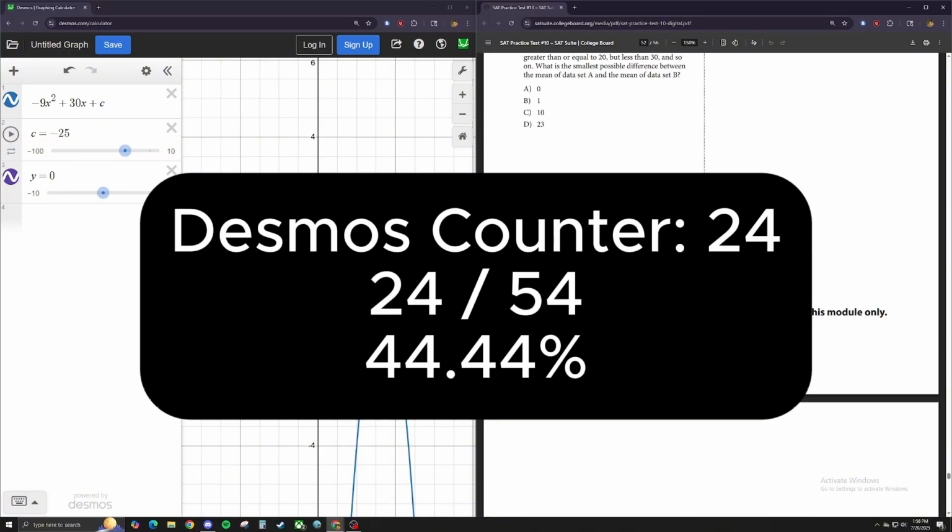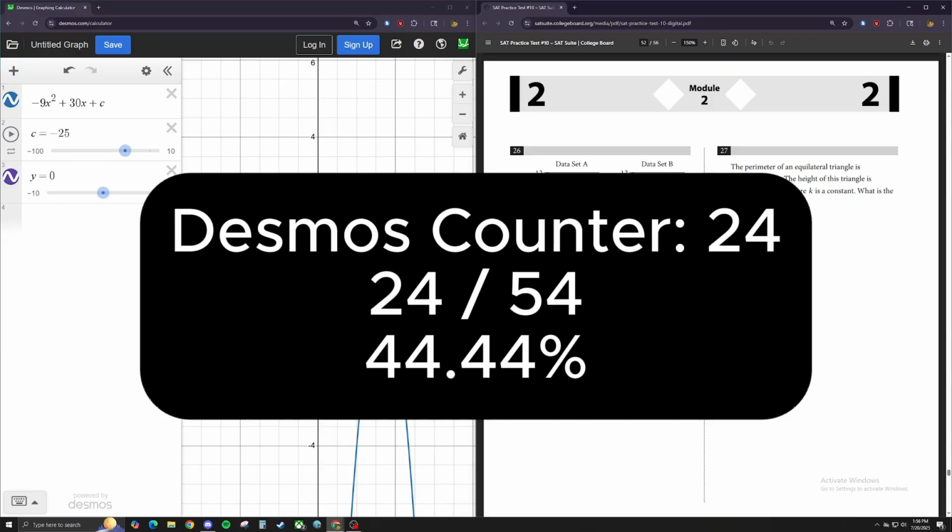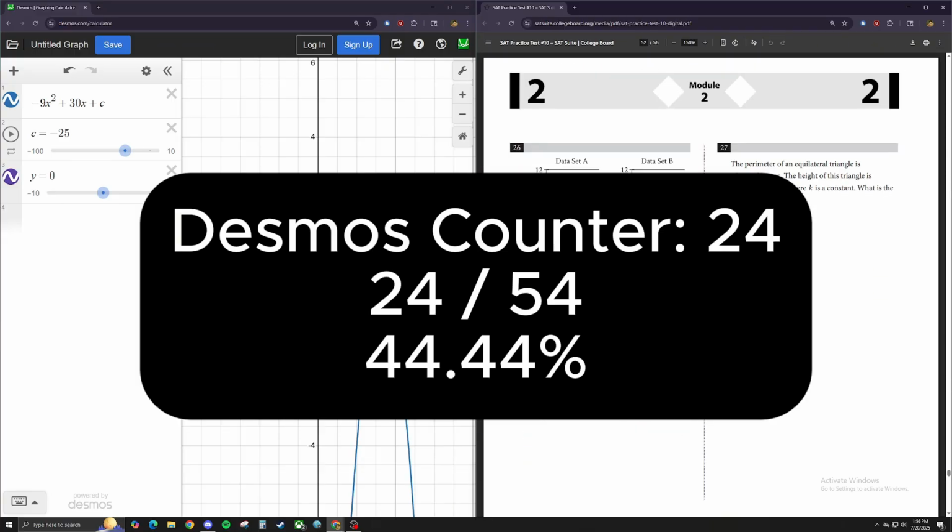And that's the end of the test. So Desmos can do a lot. And I'll pop that up on the screen here to see how many you could do.